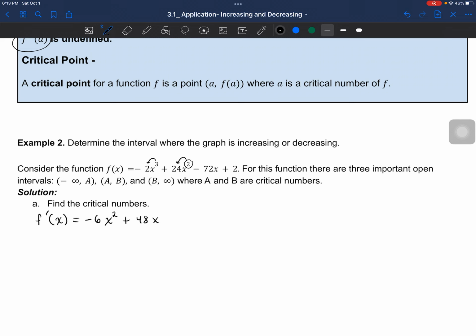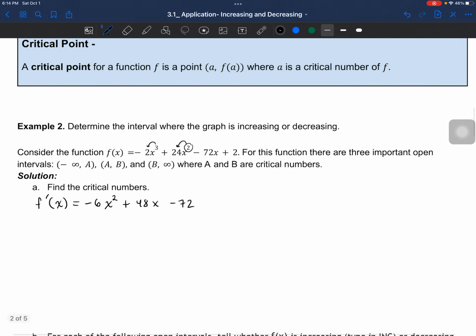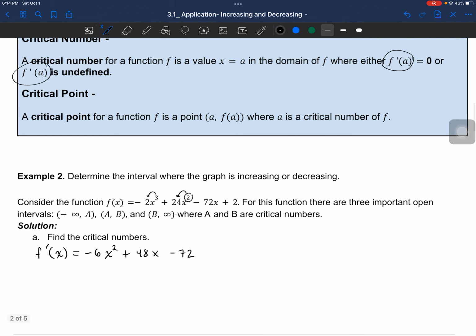And then minus the derivative of 72x. The derivative of 72x is just negative 72; we pretty much just drop the x. We can define that as the linear rule. And then plus 2: the derivative of a constant is just 0, but we're not going to write the 0 there. So we have found the derivative.